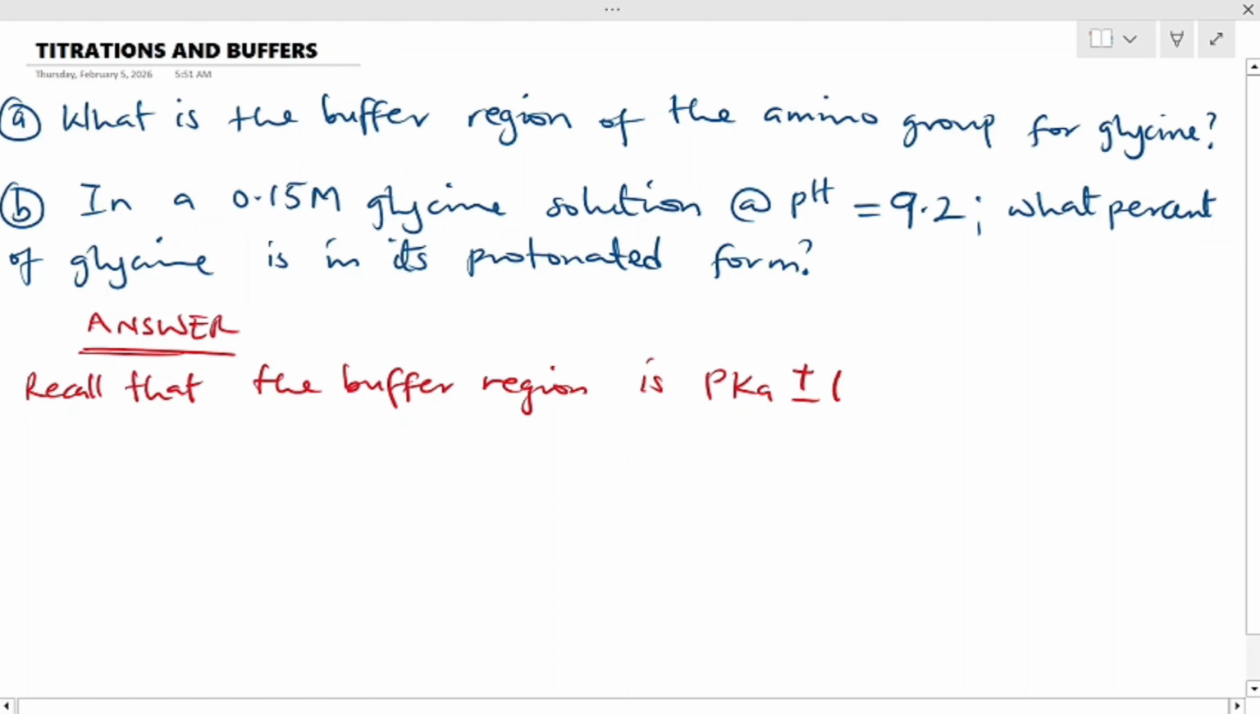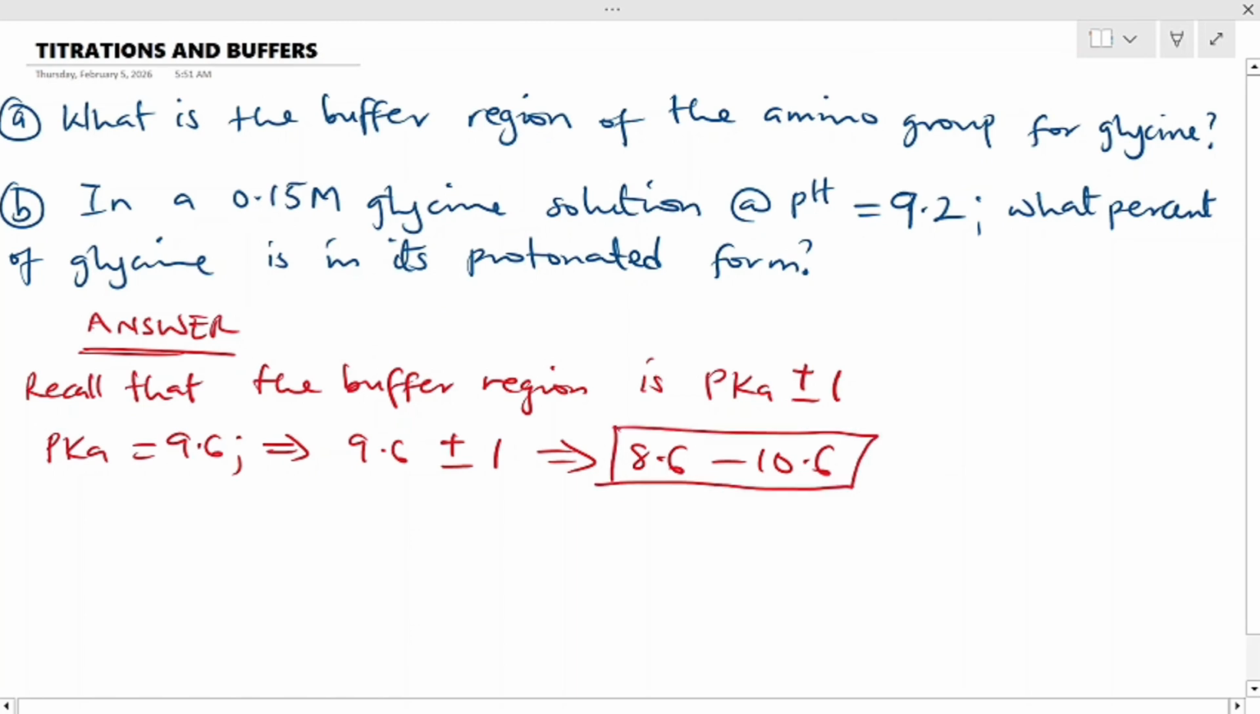So from our question, a pKa of 9.6 was given. So pKa equals 9.6. Therefore, it implies that the buffer region is 9.6 plus or minus 1, and that gives you a range of 8.6 to 10.6 as the buffer region. And that answers question 1.